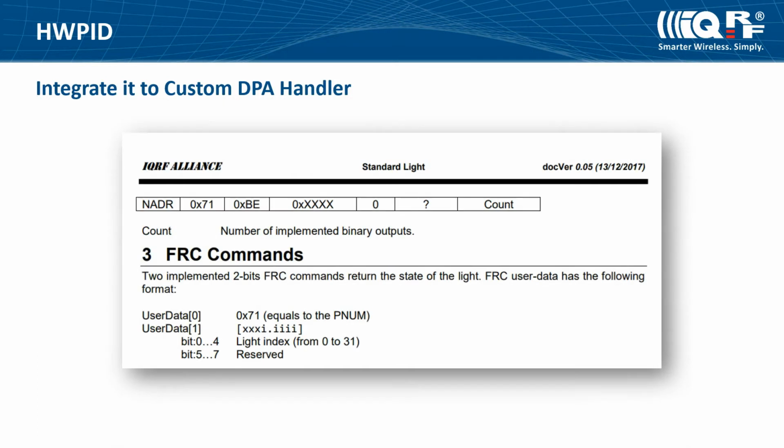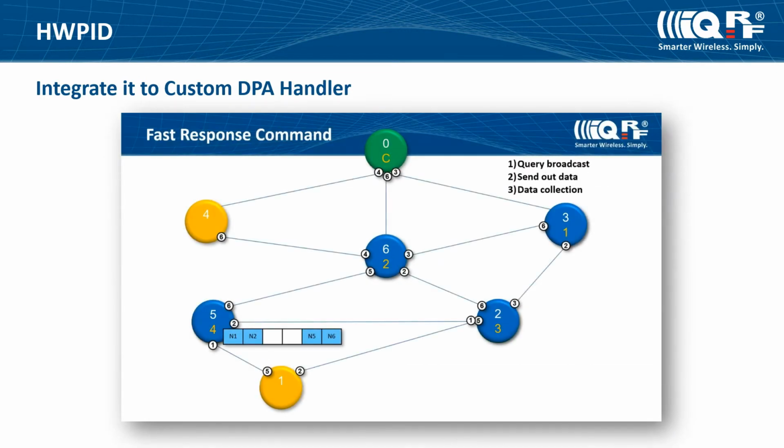If you create an IQRF interoperable device, don't forget to implement the fast response command if required in the appropriate IQRF standard, for example in the IQRF standard for sensors, lights, or DALI. The fast response command is much more efficient in the mass data acquisition compared to individual one-by-one data polling. You learned more about the fast response command in the previous video tutorial.